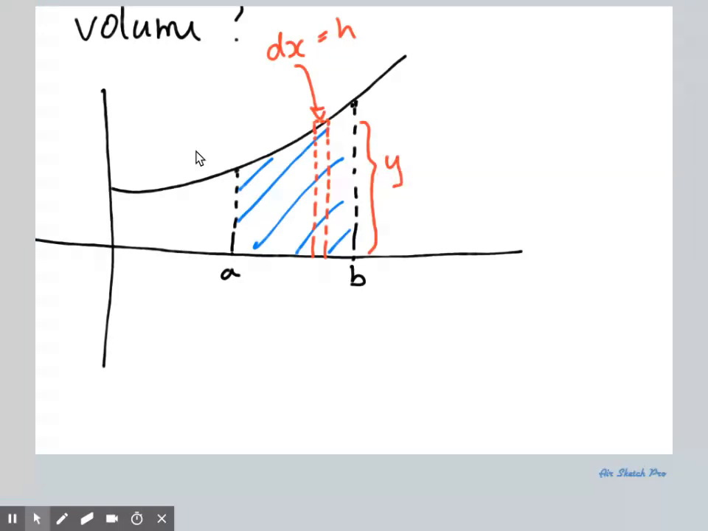Is it okay so far? So for this little cross section, the volume is equal to pi r squared h, but r is the value of y, so it's y squared, and h is the small change in x, so it's times dx. So it's pi y squared dx.